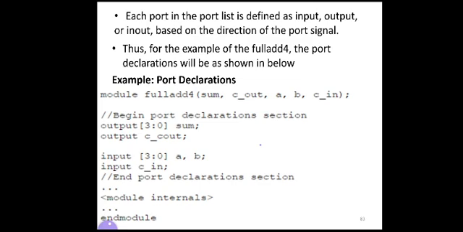Now we have 3 different input ports A, B, C in, in which A and B are again 4 bits. That's why input 3 down to 0 A comma B. Either you can declare A and B in the same input by separating with a comma, or you can declare them separately, input 3 down to 0 A semicolon, input 3 down to 0 B semicolon. Next, one more input we have, that is C in, a scalar input, a single bit. So that is the end of the port declaration.